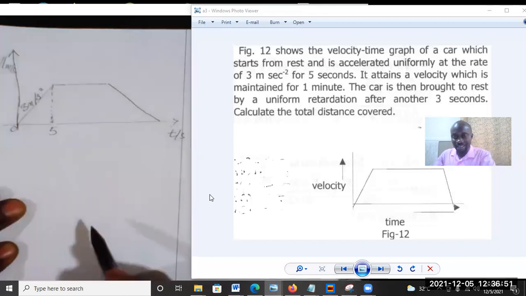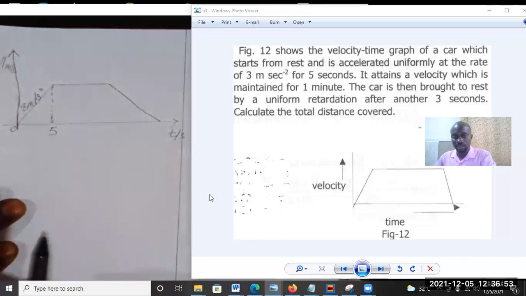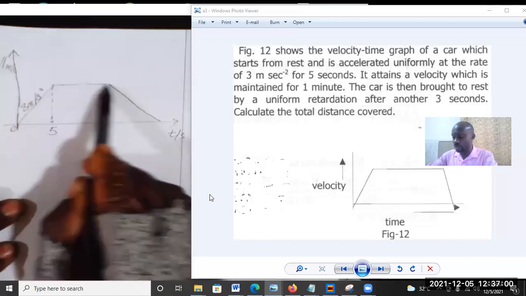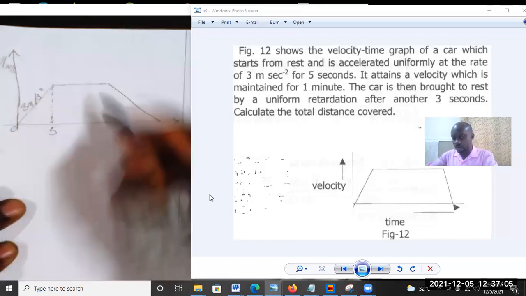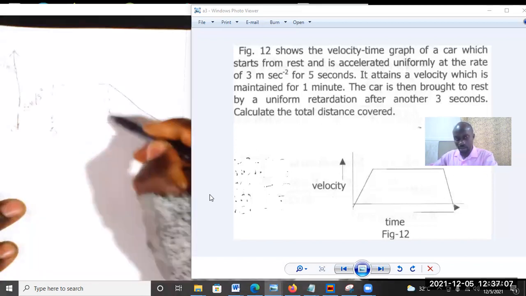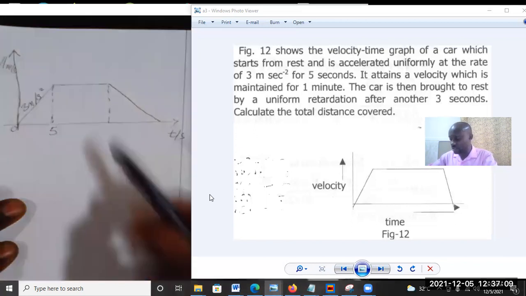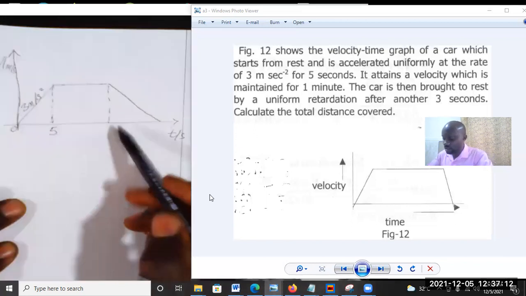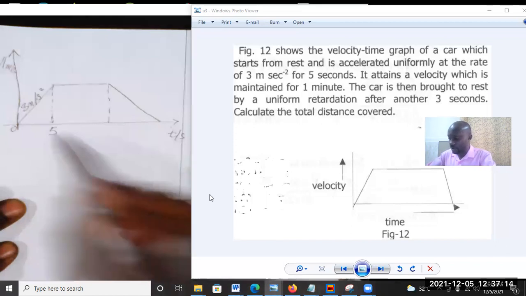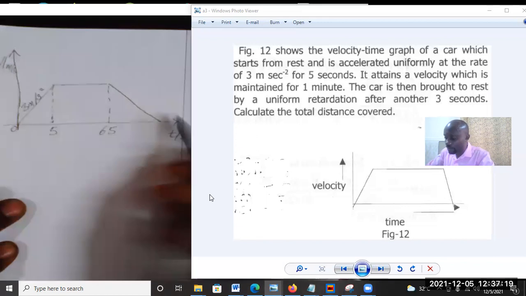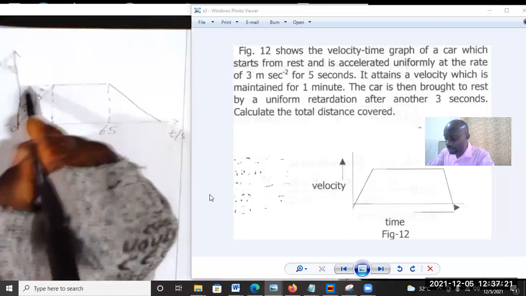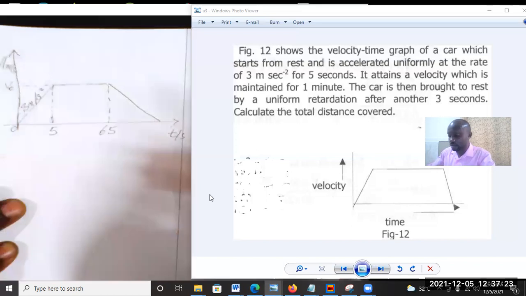And the question also says it attains a velocity which is maintained for 1 minute. That means maintain the velocity for 1 minute. Maintain that at that point for 1 minute. Now 1 minute is 60. 60 plus 5 will give you 65. The axis is in second, and here we have that velocity on this axis. We note it as V naught.